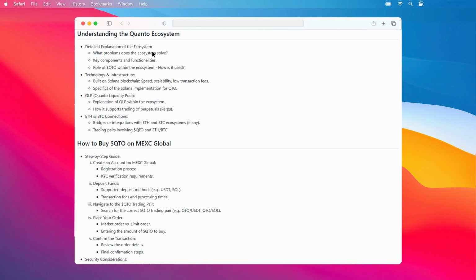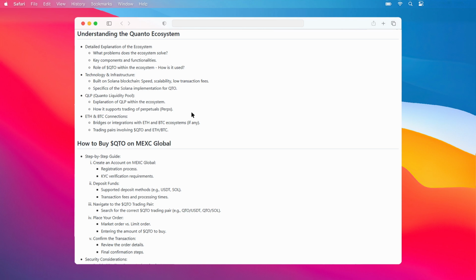Right, let's walk through how to buy $QTO, the Quanto token, on MEXC Global. First, you'll need to create an account. This involves going through their registration process and completing the KYC, or Know Your Customer, verification steps. Once your account is set up, you'll need to deposit funds. MEXC Global supports various deposit methods, such as USDT and SOL, so choose the one that works best for you. Keep in mind transaction fees and processing times may vary depending on the method you select.